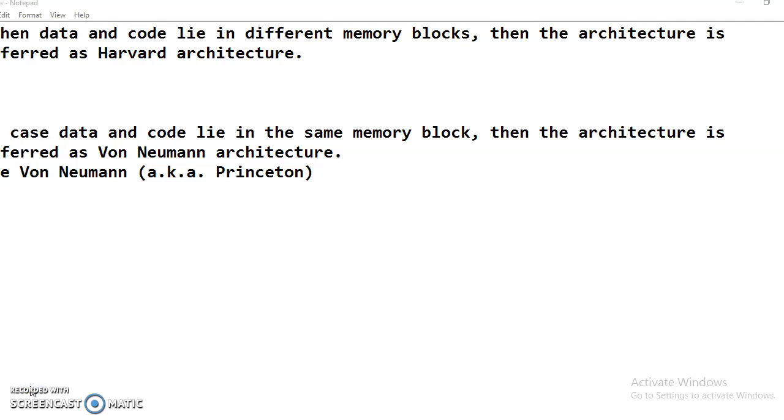Now let us revise what we studied once again. When the data and code lie in different memory blocks, then the architecture is referred as Harvard architecture. If data and code lie in the same memory block, then the architecture is referred as von Neumann architecture or Princeton architecture. In the next video, we will learn about Harvard and von Neumann architecture in more detail.